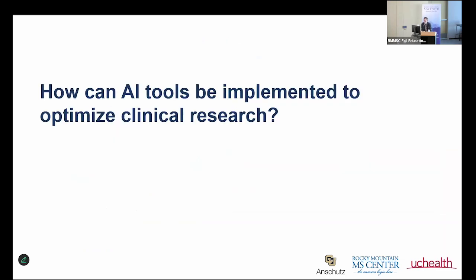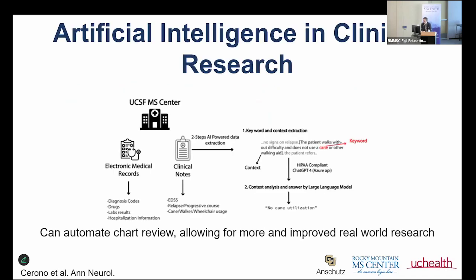Okay. And I think our last topic is how can AI be implemented to optimize clinical research? Okay. So this is a new study that just came out a couple months ago. This is something that we are extremely interested in doing.